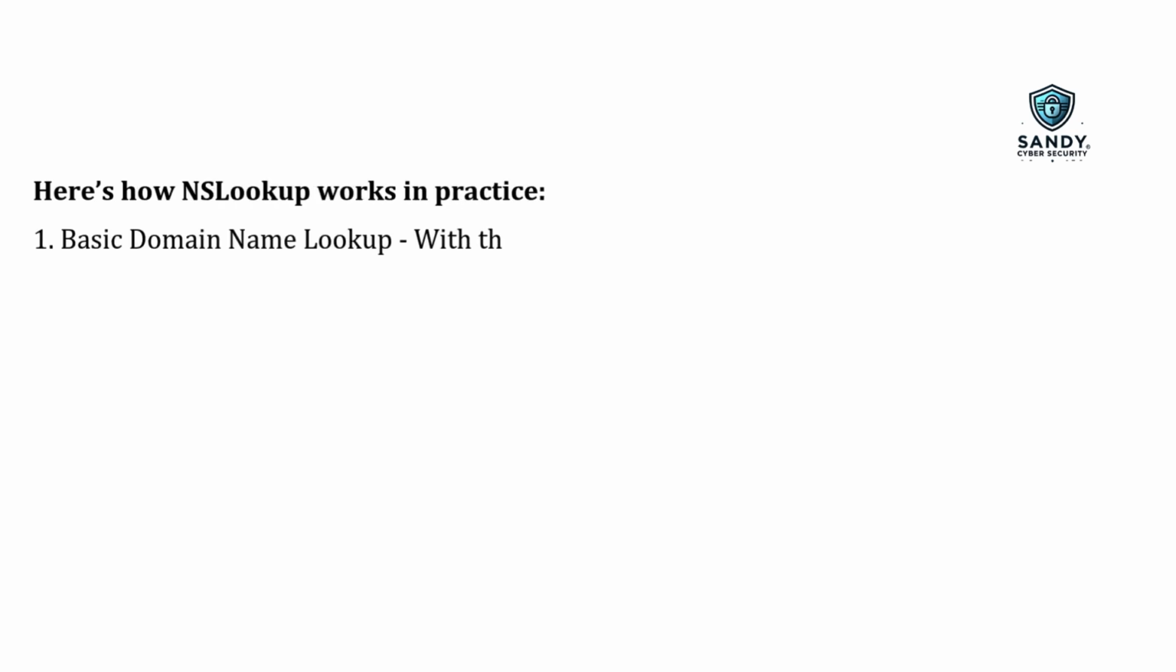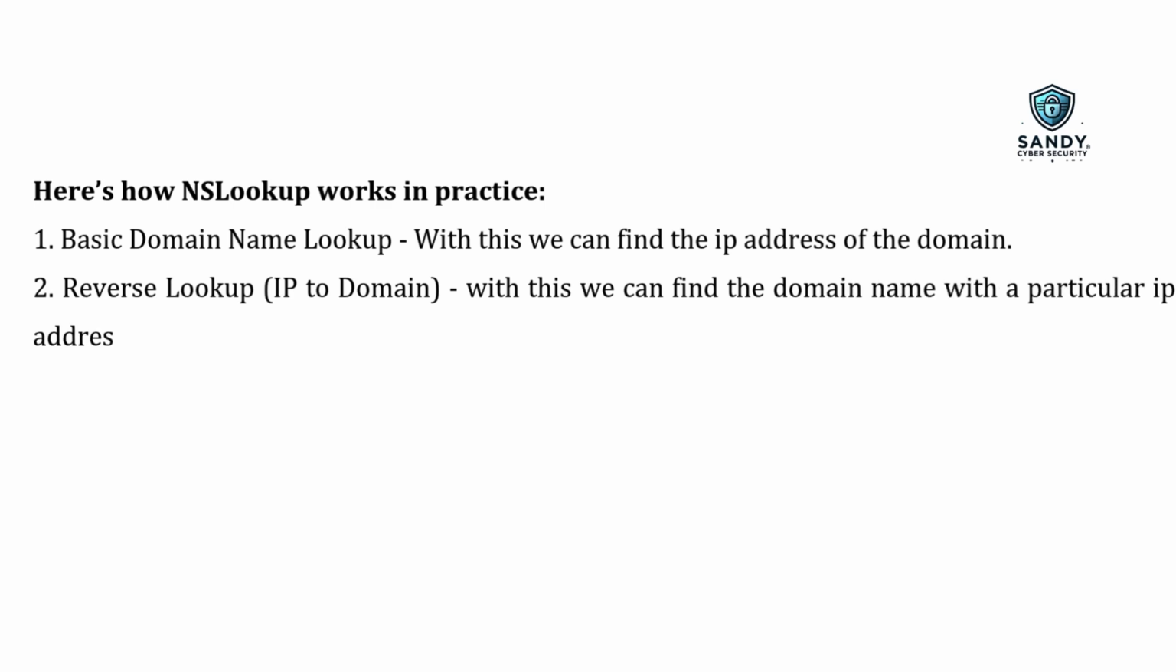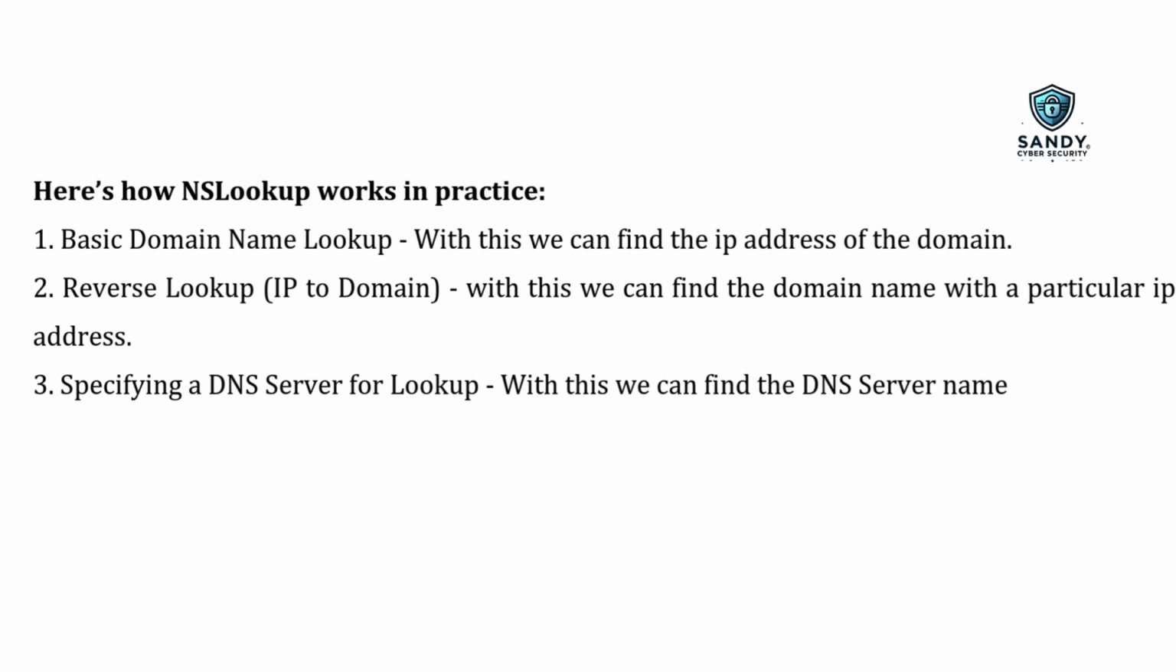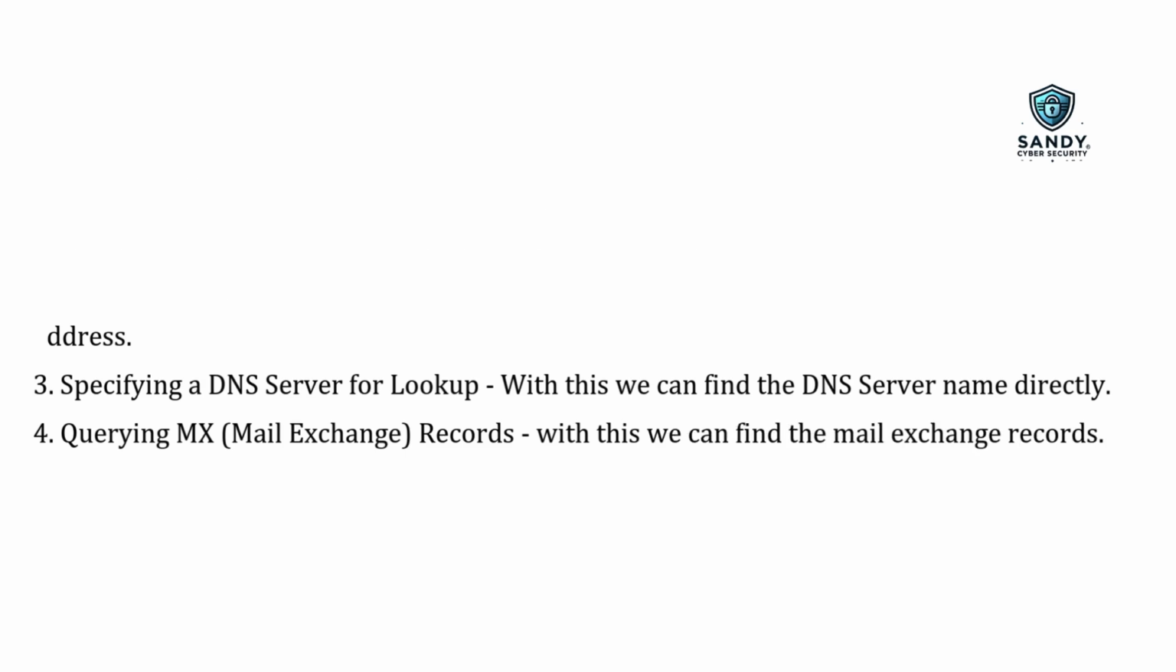Here's how NSLookup works in practice. 1. Basic domain name lookup. With this, we can find the IP address of the domain. 2. Reverse lookup, IP to domain. With this, we can find the domain name with a particular IP address. 3. Specifying a DNS server for lookup. With this, we can find the DNS server name directly. 4. Querying MX, mail exchange records. With this we can find the mail exchange records.